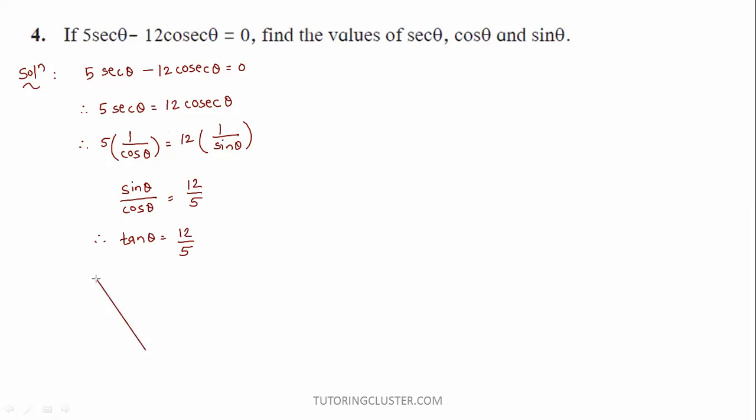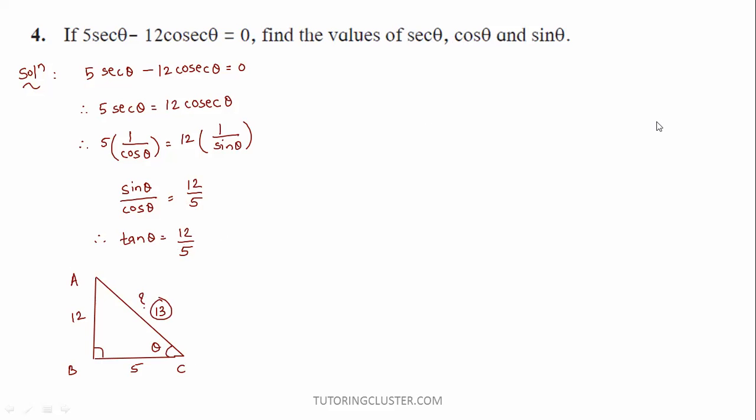Again, draw the right angle triangle. Let's say this triangle is ABC. This is your 90 degree, this is angle theta. Now tan theta. What is tan theta? Opposite side upon adjacent side. So what will be this side? 5, 12 and 13. It is a triplet.